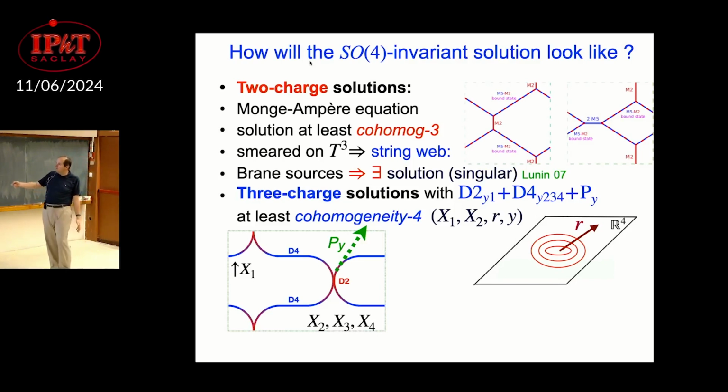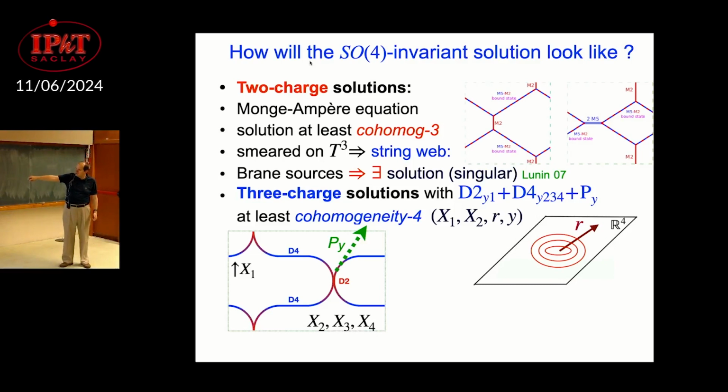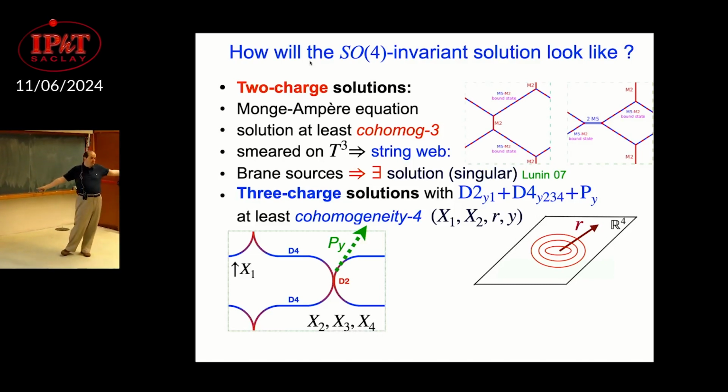And moreover, you naively expect that the supergravity solution, when you put momentum, is going to be cohomogeneity 4, because you have a function of the momentum direction y, so the solution depends on the torus direction, the radial direction, and the momentum direction. So 4 variables, cohomogeneity 4, horrible Monge-Ampère. Life seems to be hard.